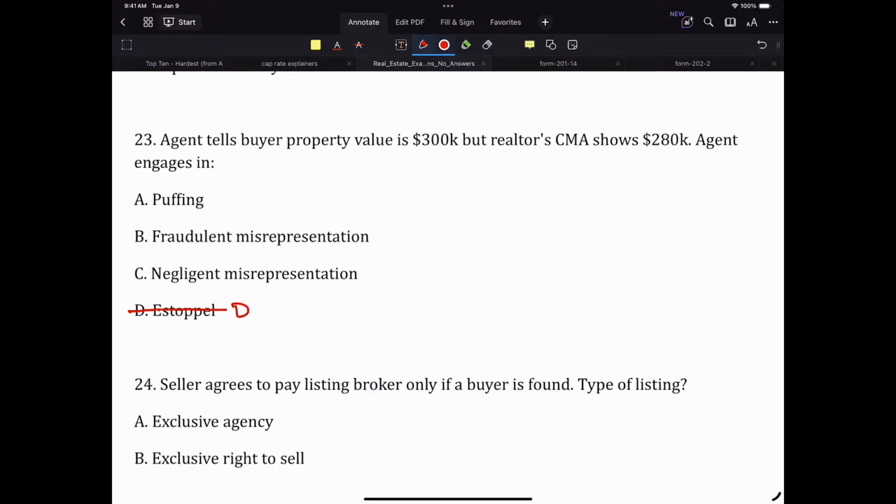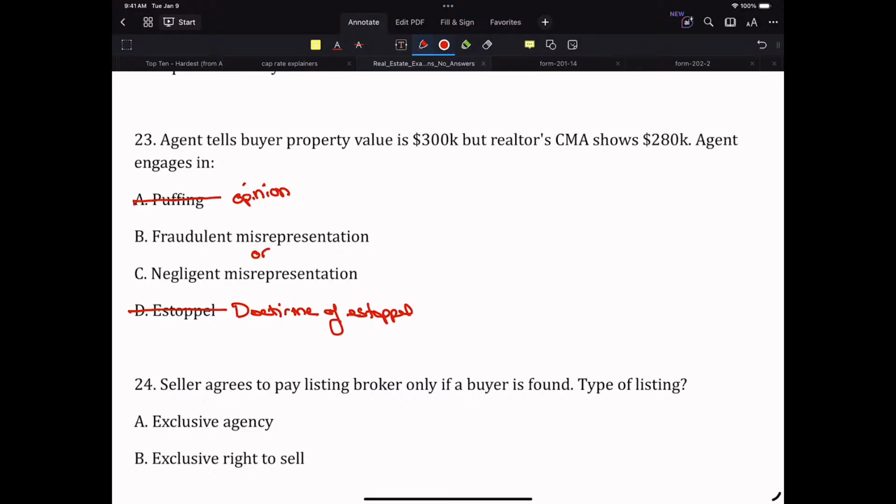We know estoppel is the doctrine of estoppel, and that has to do more with creating agency and your authority from agency. So yeah, that's not estoppel. We know it's not that. Yes, puffing relates to advertising. Exactly. This is an opinion. Now you could argue that what something is worth is an opinion, but this is usually talking about a cozy house that's small. So we know it's not A. We know it's not D, and that leaves us between B or C.